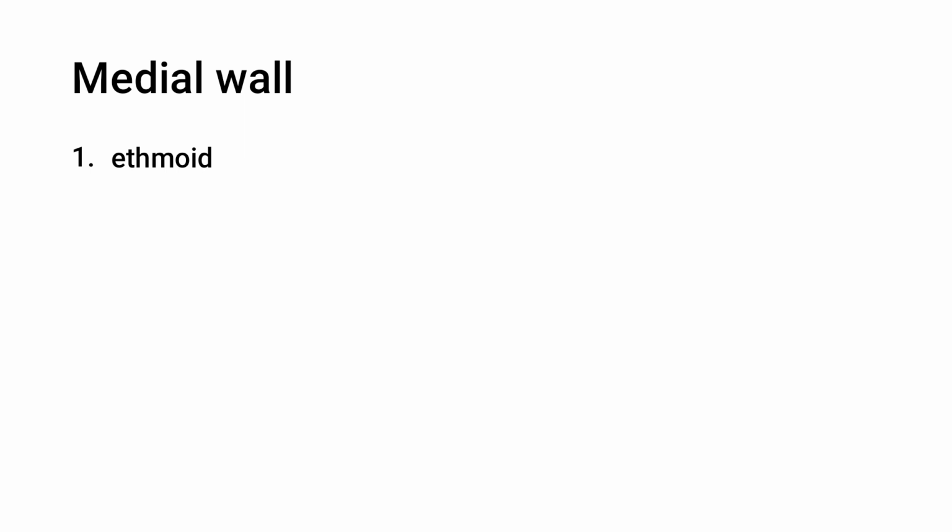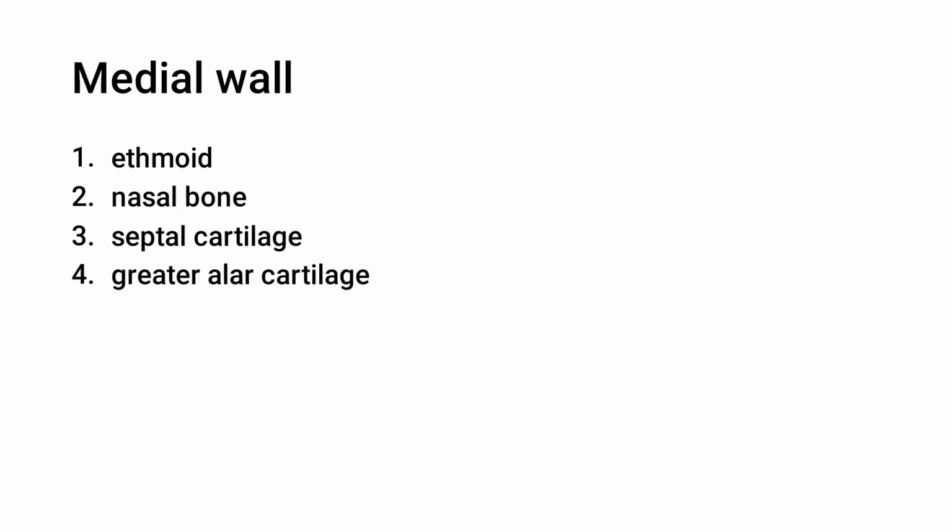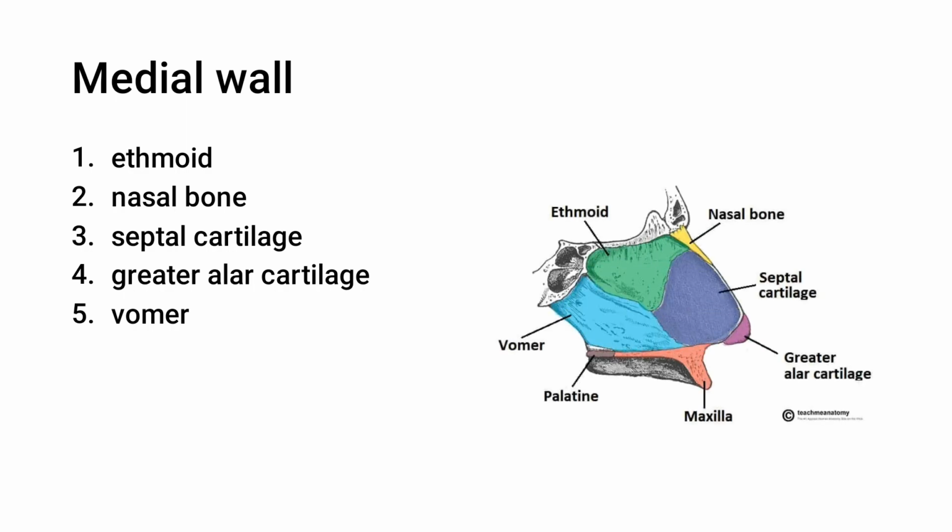The medial wall is formed by the septum that divides the nasal cavity into 2 compartments. This septum is formed by cartilages and the union of bony parts. We have the ethmoid, the nasal bones, and then the septal cartilage, greater alar cartilage, and vomer. Now in this picture you can see the ethmoid here, the vomer here, and then the septal cartilage here, and the nasal bones and greater alar cartilage, which is responsible for your nasal bridge.